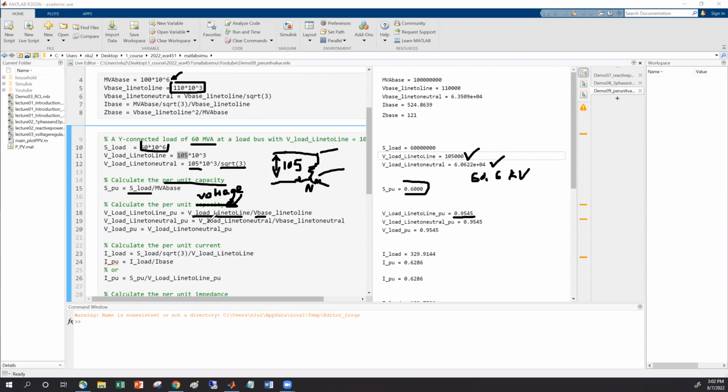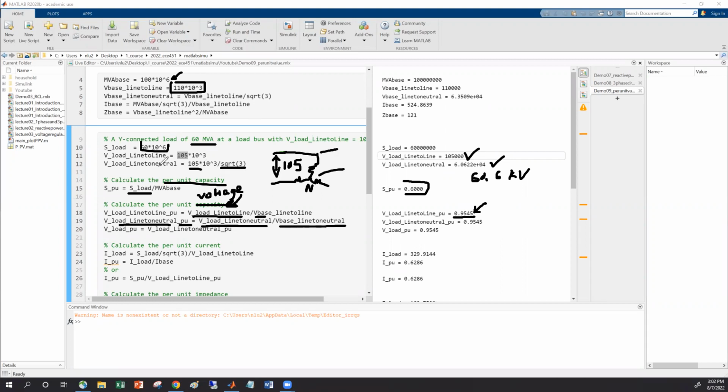The other way we can see why, when we use the per unit system, we no longer worry about line-to-line voltage or line-to-neutral voltage, is because when we compute the line-to-neutral per unit value, then we can use this line-to-neutral voltage divided by the base.